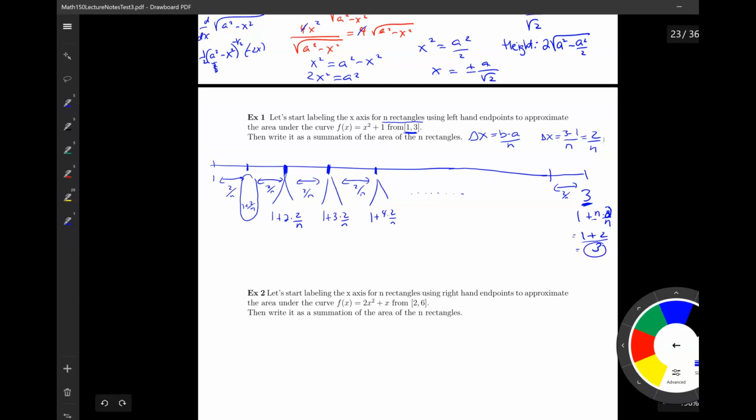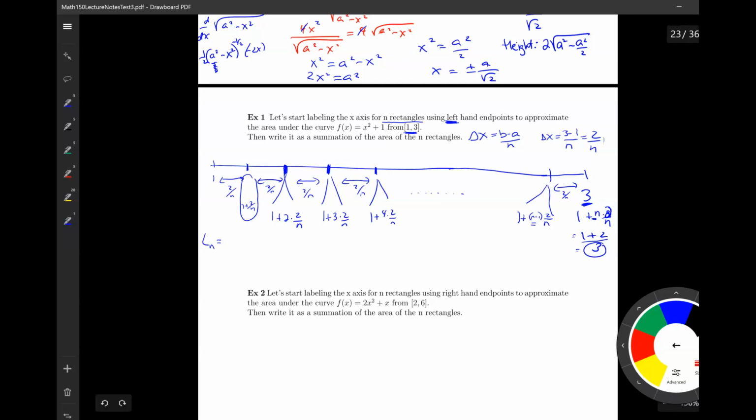Okay, so let's talk about what this edge will be. This will be 1 plus n minus 1 2 over n's. One less step because this is n. All right, so let's write out the sum using left-hand endpoints, using n rectangles. So this will be, let's put L sub n, left-hand endpoints, n rectangles.